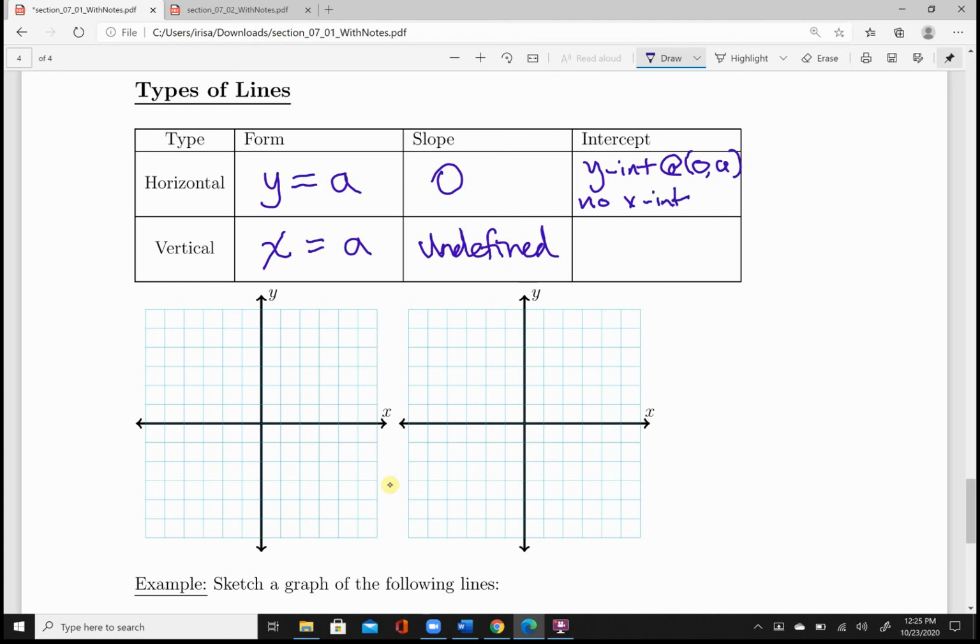Unless, of course, we have to make this caveat happen. You could be lying exactly on top of the x-axis. Unless it's y equals 0, then the line intersects infinitely many times, intersects everywhere, we'll say.